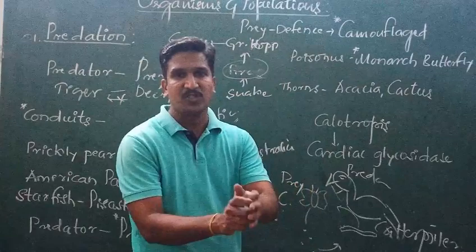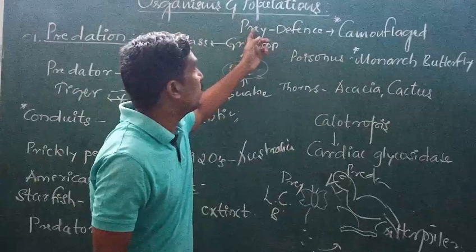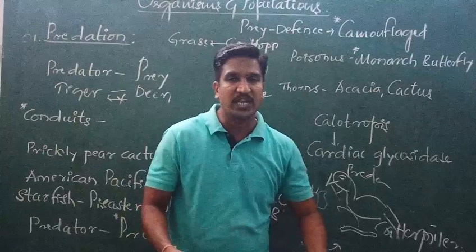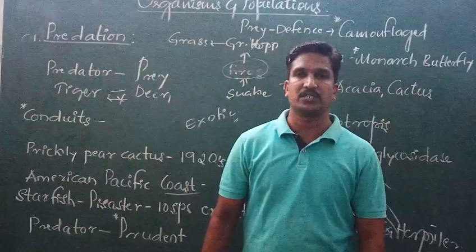Cardiac glycosidase. So that comes under defense. So prey will go for defense function to avoid the predation. So that is one of the interactions called predation in a population. Next period we'll go for learning the next interaction. I hope you have an understanding. Okay, thank you, one and all.